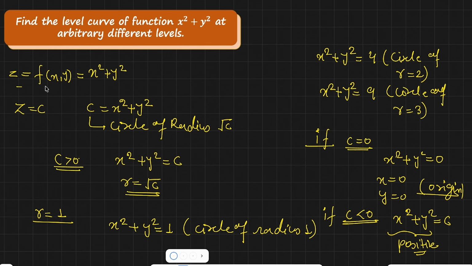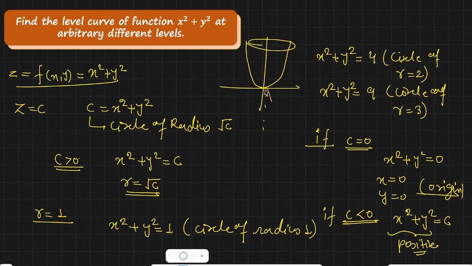So this graph is something like this. This is the graph of x square plus y square. In the negative part there is no graph. This is the case x equals 0, y equals 0, and then all the circles of different radius, let's say this is r equals 2, this is r equals 3, these are different levels. In the negative part you can see there is no curve, so there is no level curve on the negative side. This is how you can find the level curves of different functions.